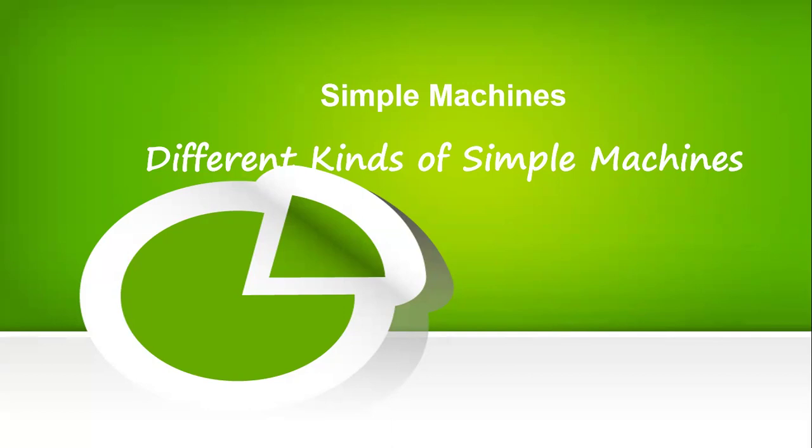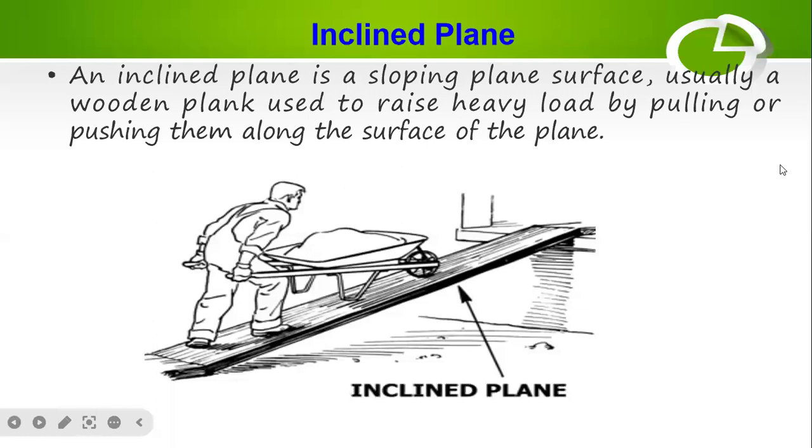I was discussing the different kinds of simple machines. In our previous videos, we were discussing pulleys. We saw the various types of pulleys and how we can calculate the mechanical advantage, the VR, and the efficiency of these pulleys. So today let's move on to the other simple machine, that is the inclined plane.